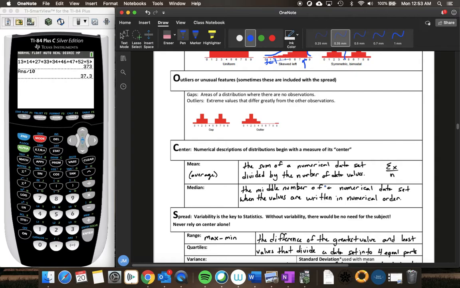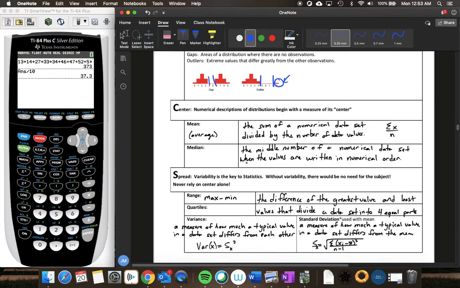The first is the idea of what's called a gap, which is areas of the distribution where there are no observations. So when you look for a gap, that means that you've got your data on the left, you've got your data on the right, but there's this gap in between, which is important because that's how you can recognize outliers. So outliers are any extreme values that differ greatly from the other observations. So not only do you have a gap, but that means that there's this one single point that's further away from all the others. That's where you get into the idea of an outlier.